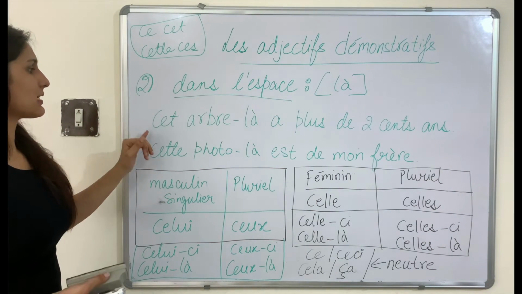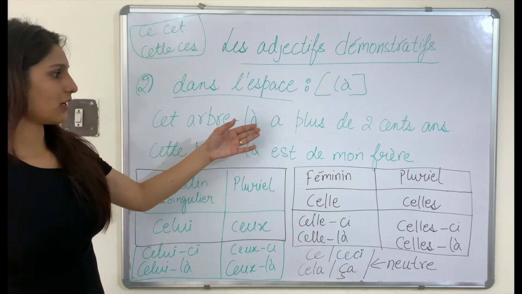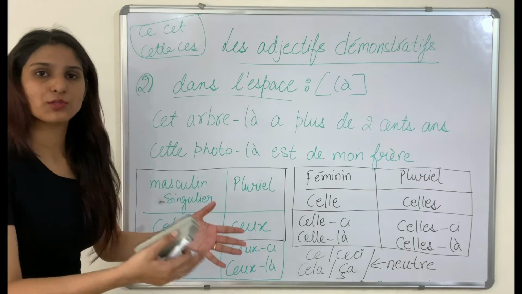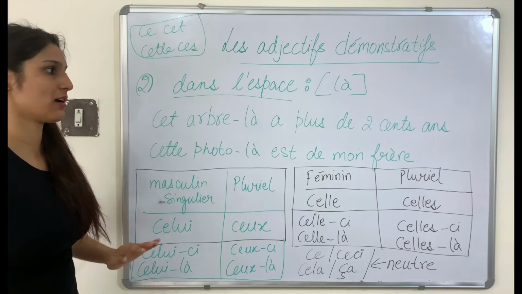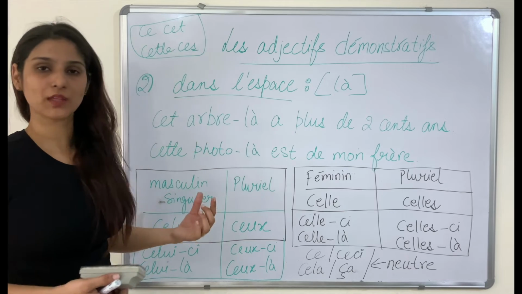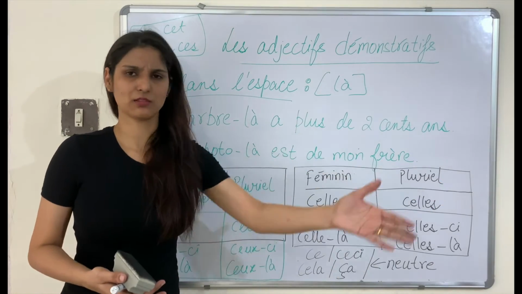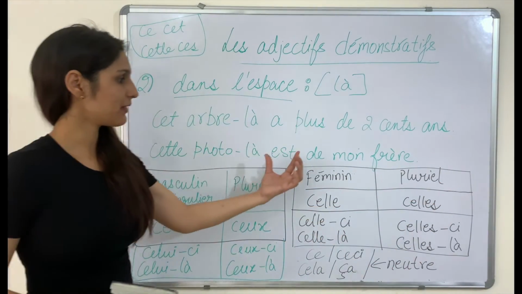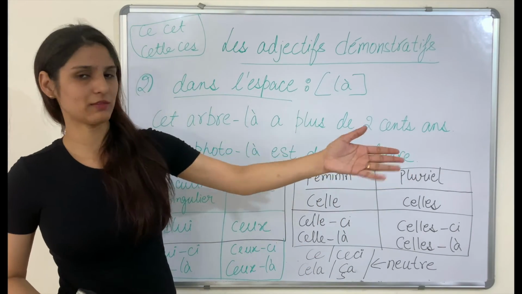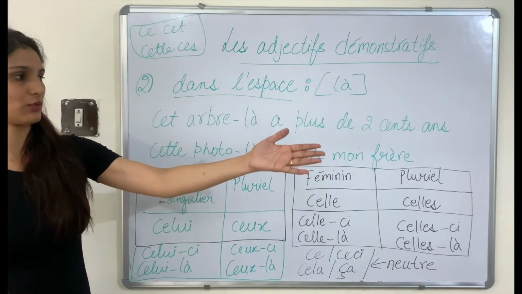Dans l'espace, cet arbre-là, this arbre here, or this arbre there, a plus de son temps. This arbre, which is actually close to you. So this arbre there, it has 200 years of age. And cette photo-là, this photo here or this photo there, which is actually right in front of you, could be just nearby you. Et de mon frère. This photo here is of my brother, which is actually close to you. So you could designate with your fingers while pointing towards that.